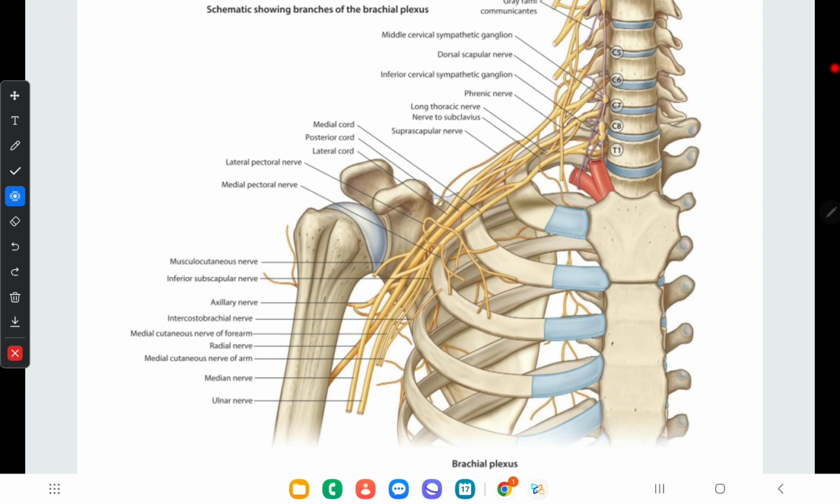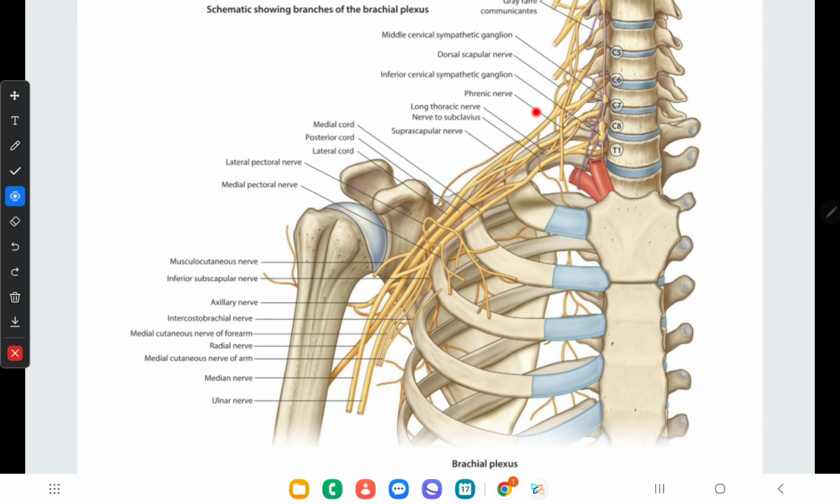Hello everyone, in this video we will discuss the radial nerve. Here from this picture you can see the brachial plexus. Here the roots are emerging from the spinal nerves, and these are the trunks: upper trunk, middle trunk and lower trunk.